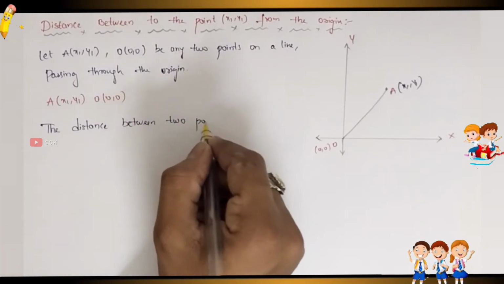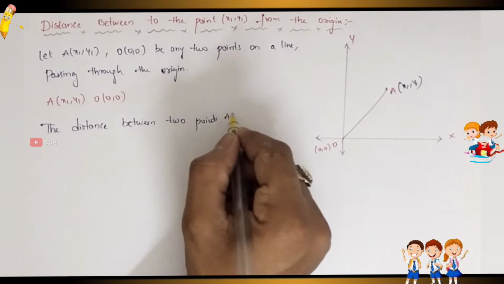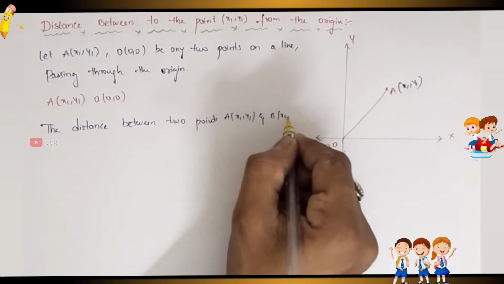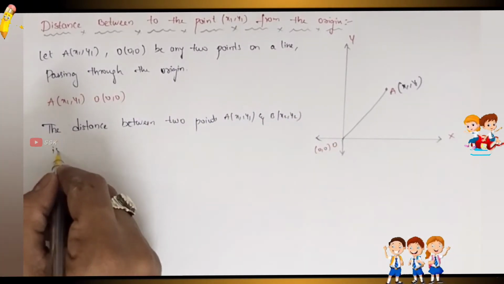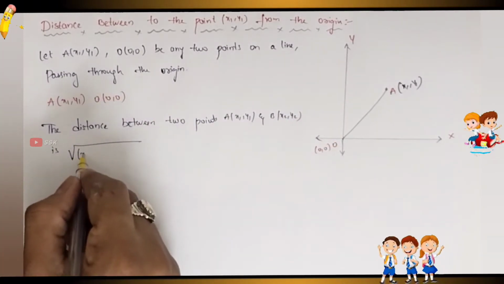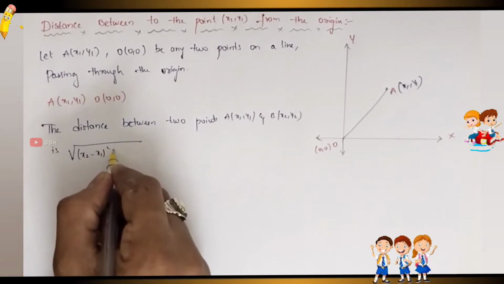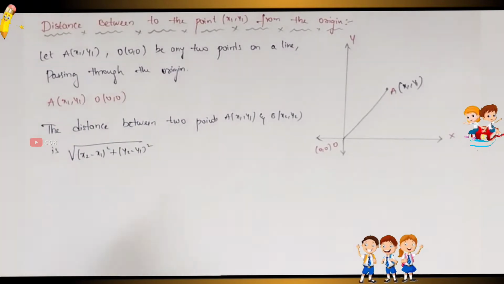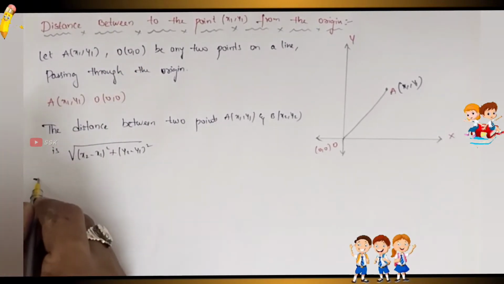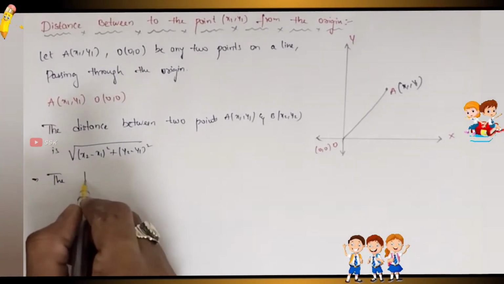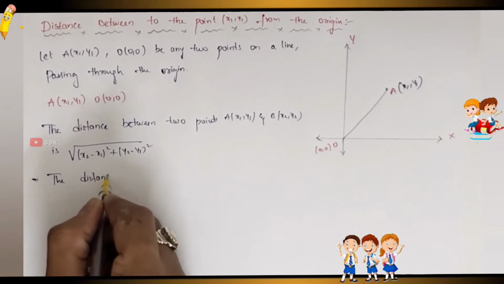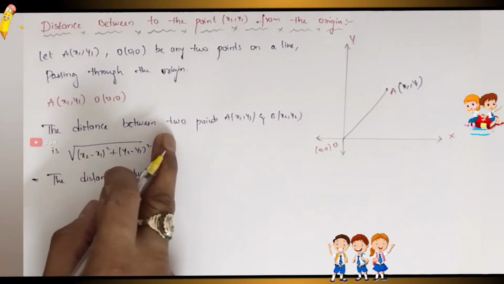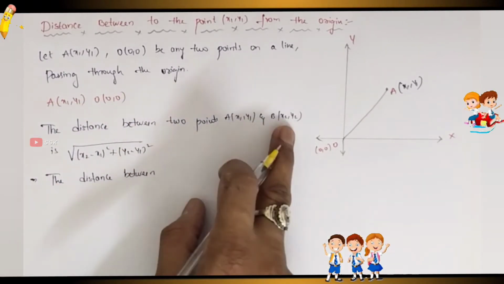The distance between 2 points, that is A, x1 comma y1 and B, x2 comma y2, is, what is the formula? Square root of x2 minus x1 whole square plus y2 minus y1 whole square. This is the formula, children. The distance between 2 points, A and B, is this formula.